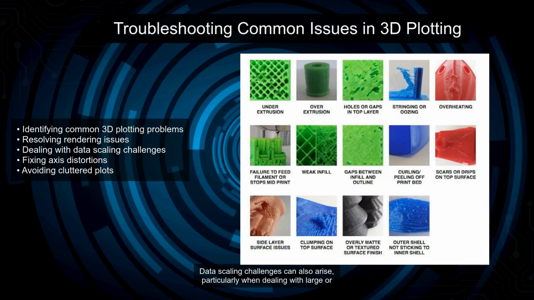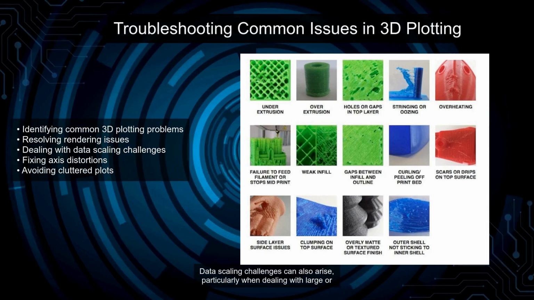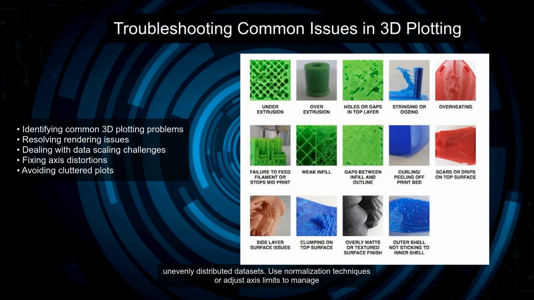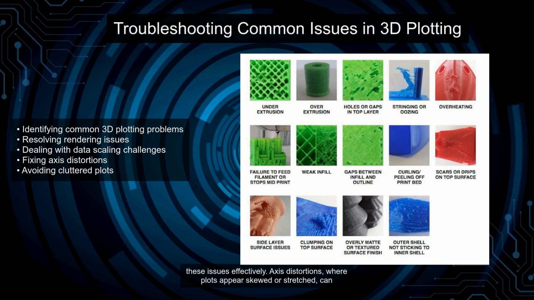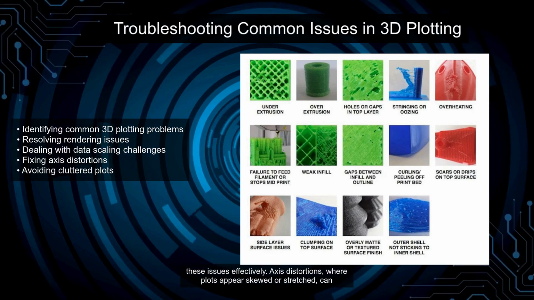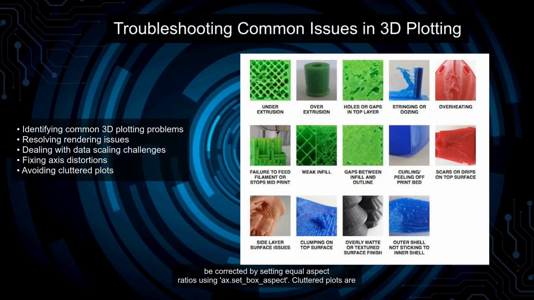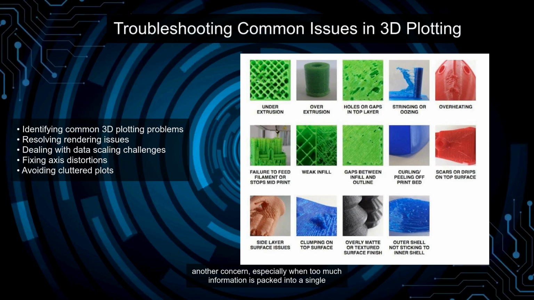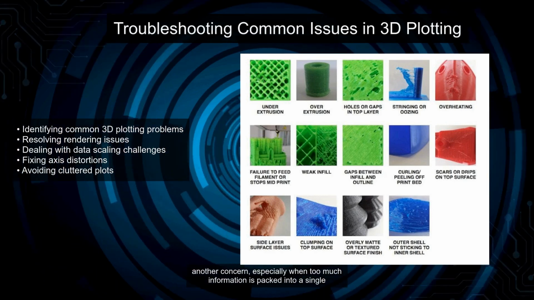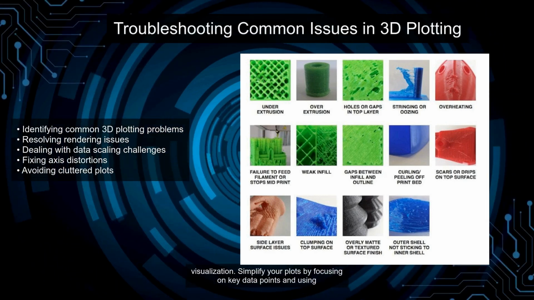Data scaling challenges can also arise, particularly when dealing with large or unevenly distributed datasets. Use normalization techniques or adjust axis limits to manage these issues effectively. Axis distortions, where plots appear skewed or stretched, can be corrected by setting equal aspect ratios using ax.set_box_aspect. Cluttered plots are another concern, especially when too much information is packed into a single visualization.